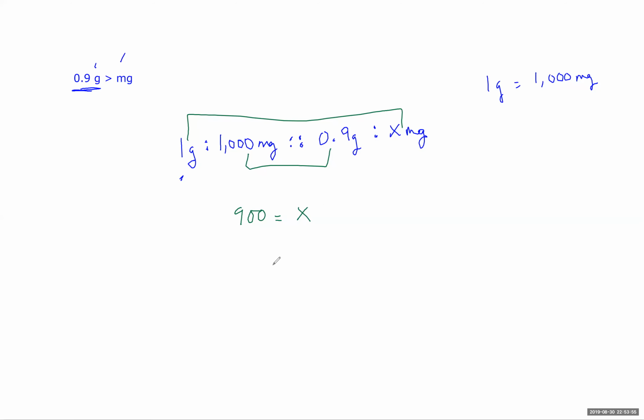Our answer is 900, and we get our label from whatever was next to X. So our label is milligrams. Our answer is 900 milligrams.